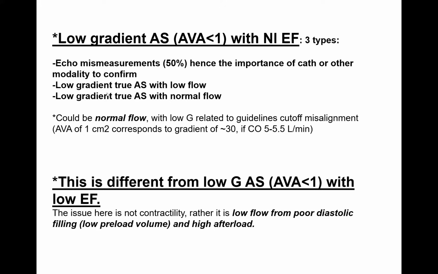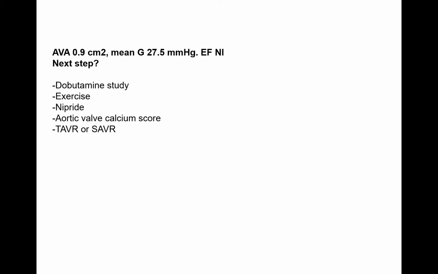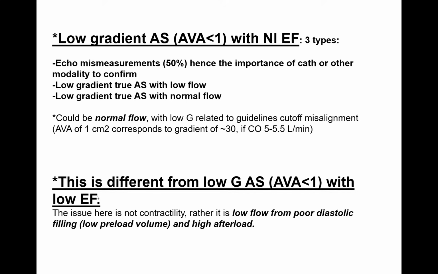The second possibility is low gradient true AS with low flow because related to low preload, high afterload, filling, loading conditions, not contractility issues. The third option is low gradient true AS with normal flow related to misalignment of the guidelines, as is the case in our patient. This is different from low gradient with low EF, where you actually do, and the board answer is to do dobutamine study in those cases to prove severe AS. We can show you a case in another setting about the low gradient with low EF.